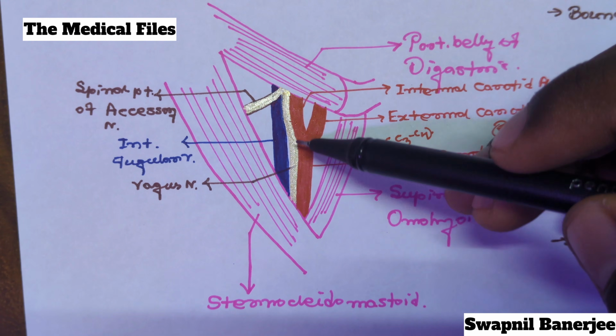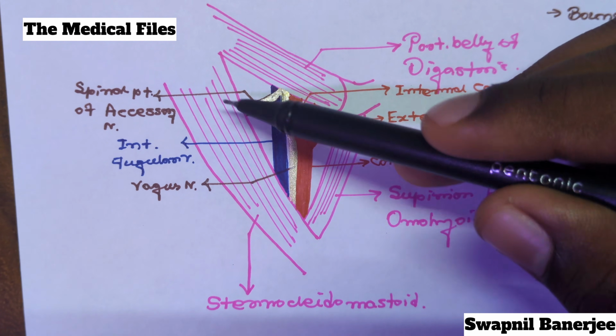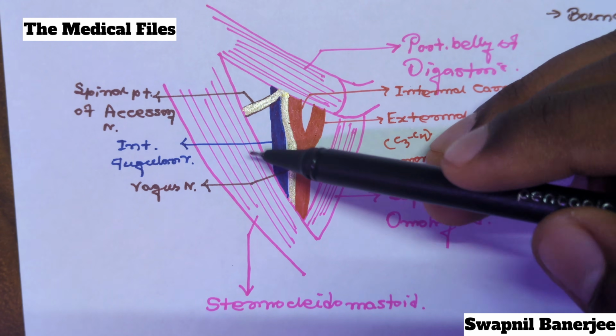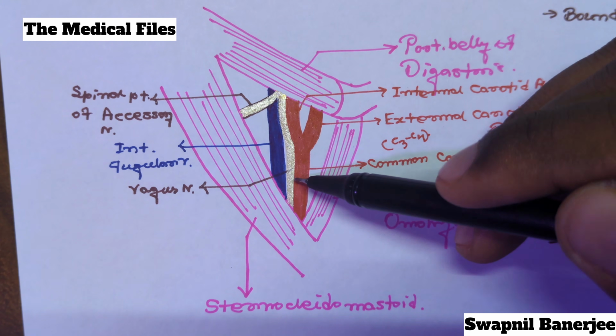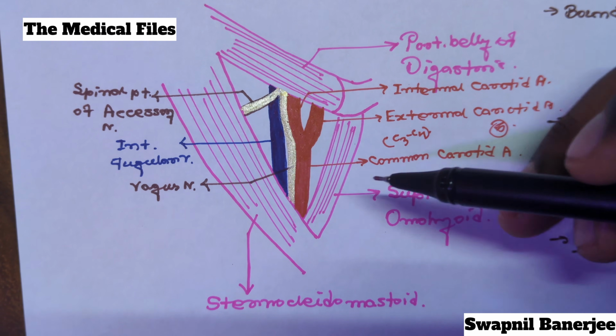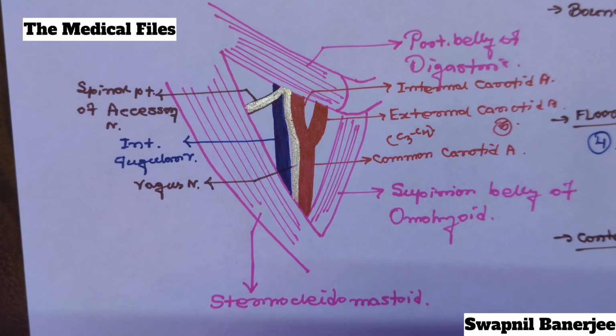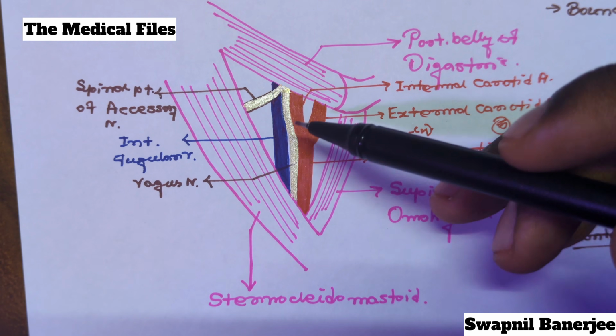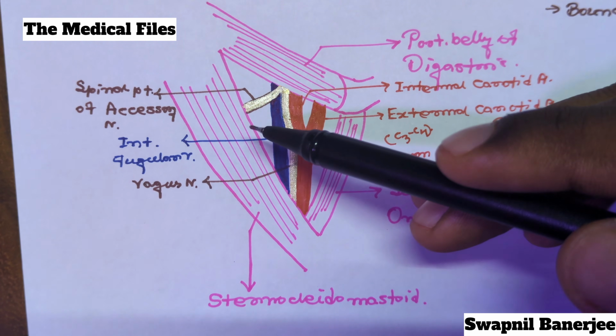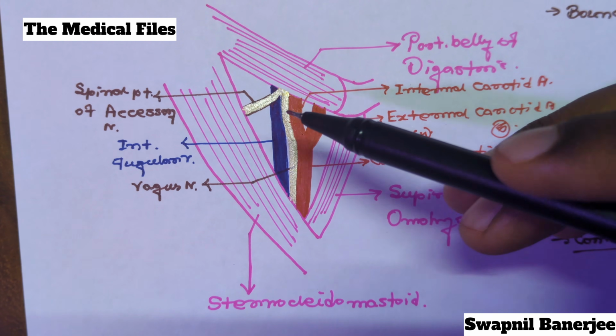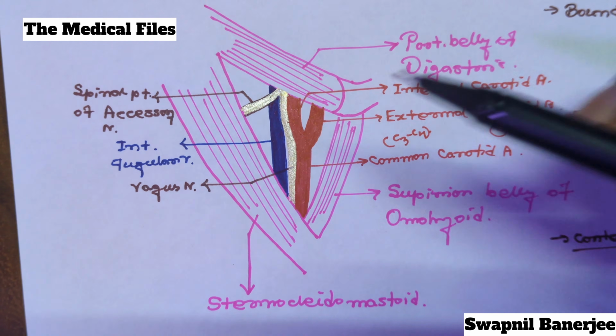Nerves: this is the vagus nerve, this is spinal part of accessory nerve. You can see that it is going towards the sternocleidomastoid, and from vagus a branch comes, that is the superior laryngeal nerve. In the comments, tell me which muscle is supplied by the superior laryngeal nerve. Okay, I'll wait for your answer. And now about the vein, here we can see the internal jugular vein. So we have completed the contents, boundary and the floor.